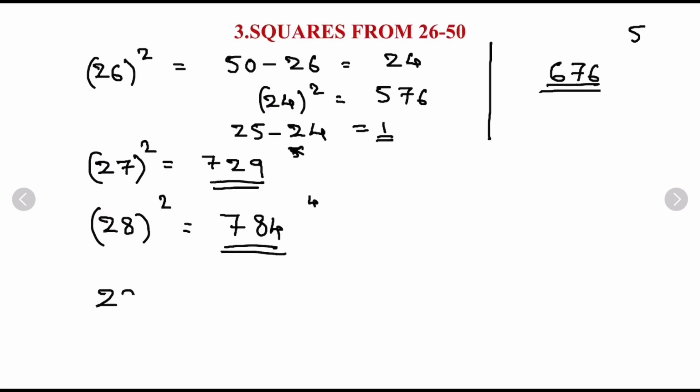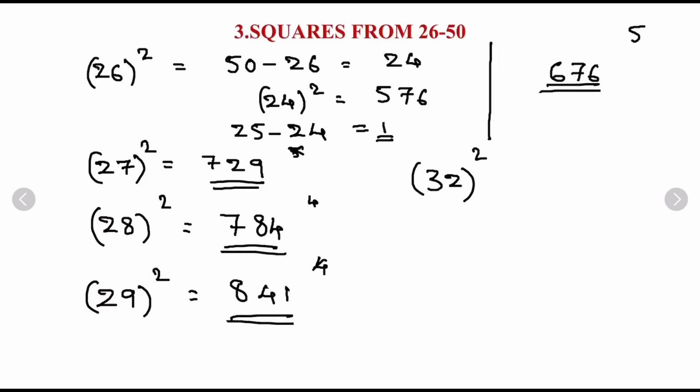To go with another example, 29 square. How much less than 50? 21. So 21 square, 441. So keep 41 and 4 carry forward. 25 minus 21, 4. 4 plus 4, 8. 841. To go with another example, 32 square. How much less than 50? 18. 18 square, 324. Keep 24, 3 carry forward. 25 minus 18, so 7. 7 plus 3, 10. 1024.